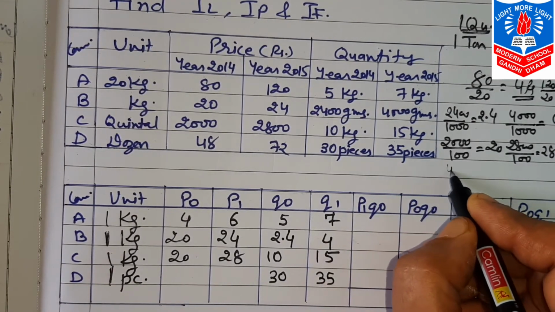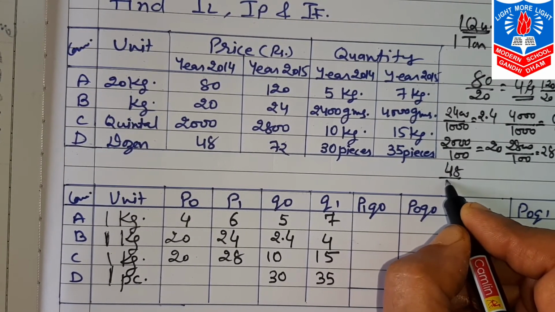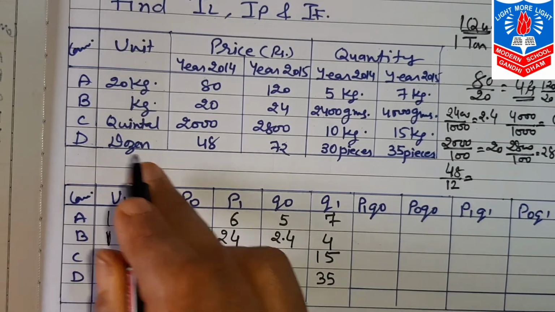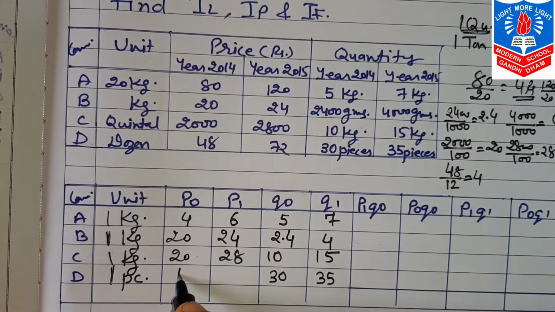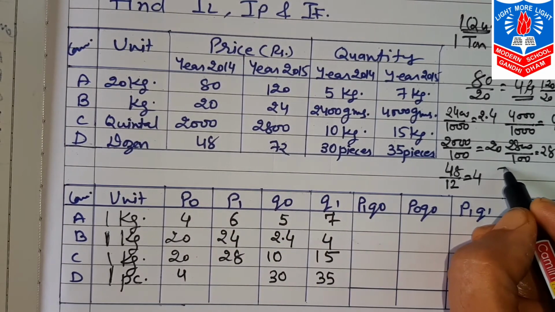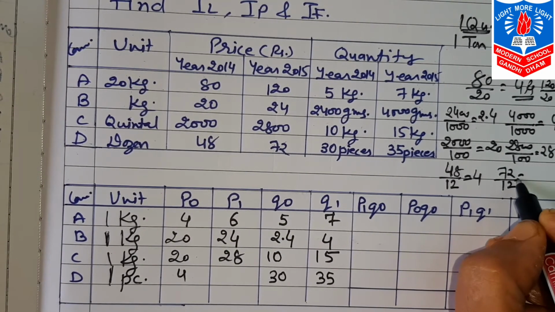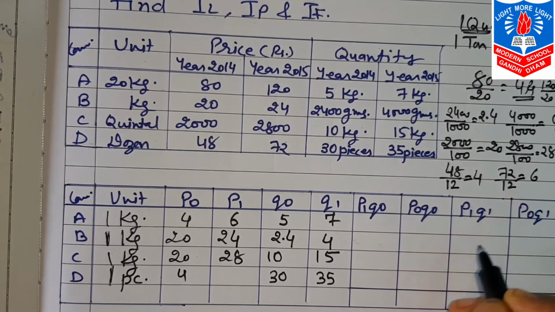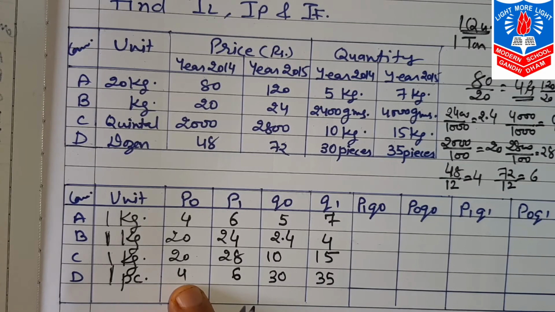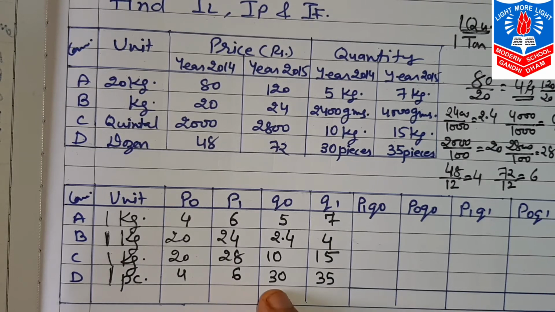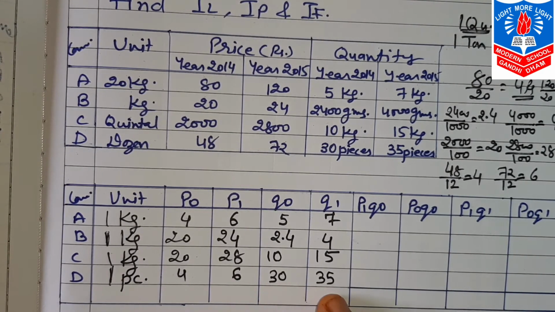So what we will do, this 48 we divide by 12. Why do we divide by 12? Because in 1 dozen how many? 12 pieces are there. So this comes to rupees 4. So here we write 4. Same way, this 72 we divide by 12, that comes to 6. So here price comes 6. Now one piece price is rupees 4 in the base year, price in the current year rupees 6, quantity of base year 30 pieces, quantity of current year 35 pieces.